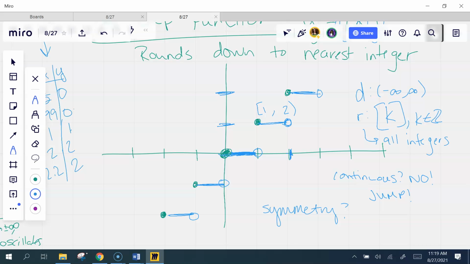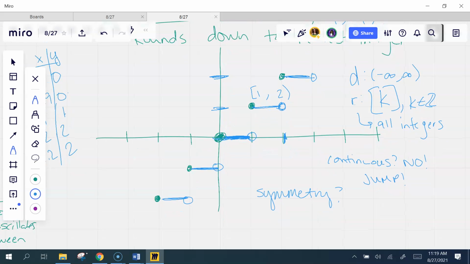What are we missing? Max, min? Nope. Bounded? Nope. What are we missing? It does. We won't do end behavior on this one.